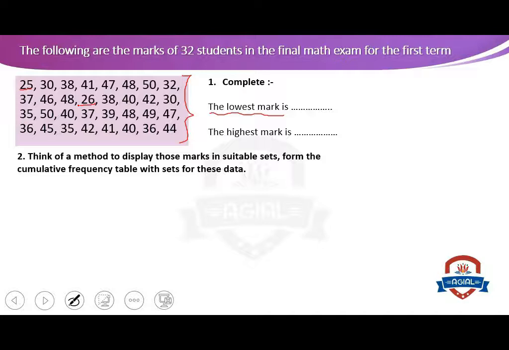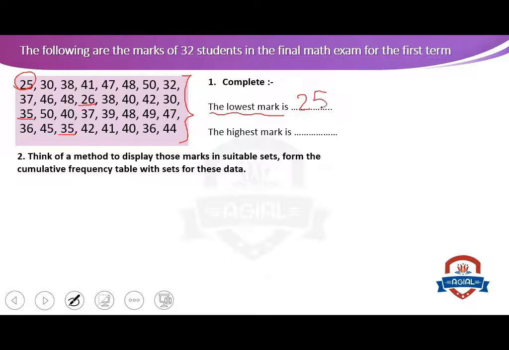And if we look at the third row, we have 35 as the smallest or the lowest mark in the third row. And if we look at the fourth row, we have 35 as the lowest mark. So the lowest mark of all these marks is 25. So the lowest mark is 25.